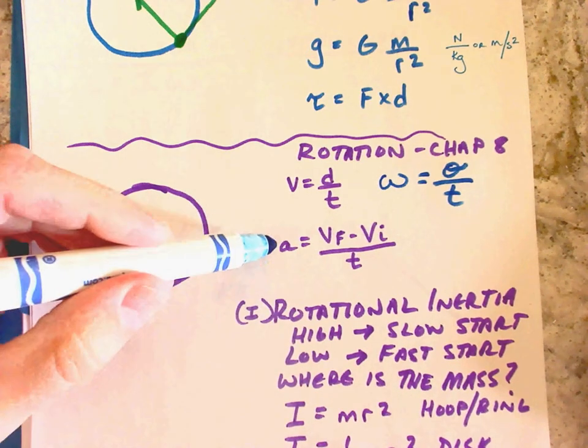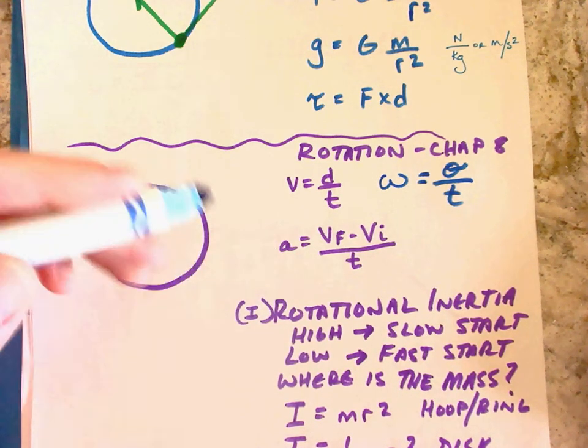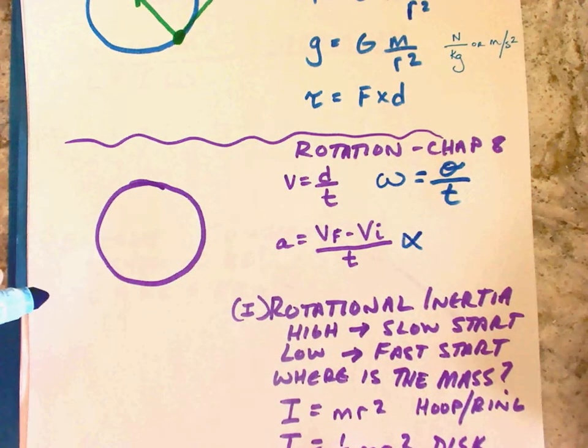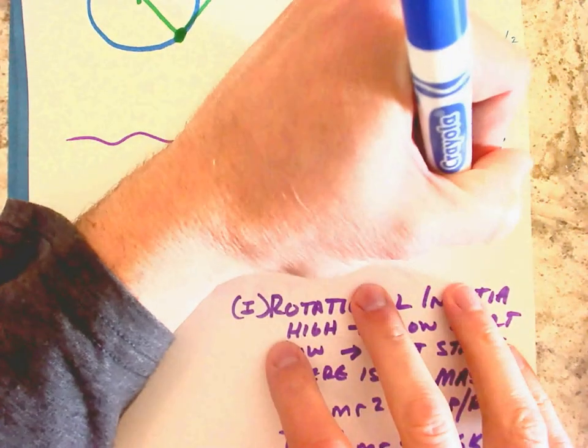Down here basically did the same thing. So no longer linear acceleration. Now it's angular, where we used alpha. And then we can substitute these guys also.